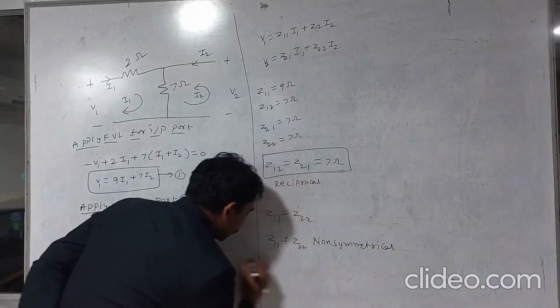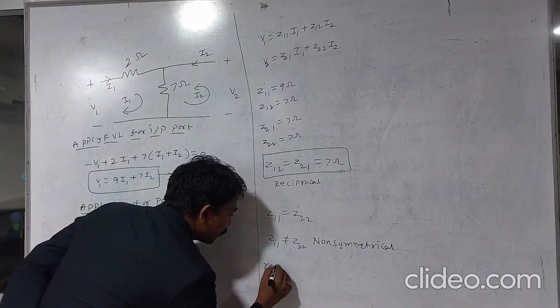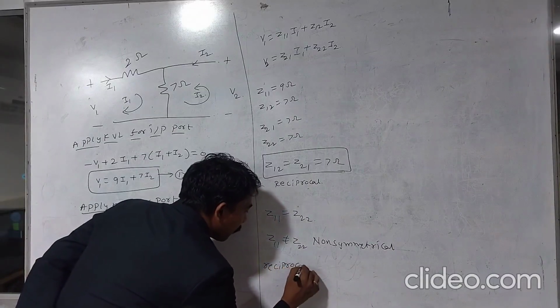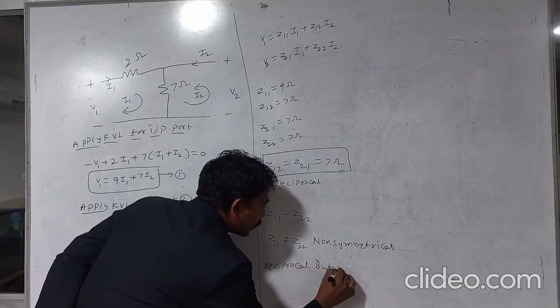So you can conclude that the corresponding two-port network belongs to reciprocal but not symmetrical.